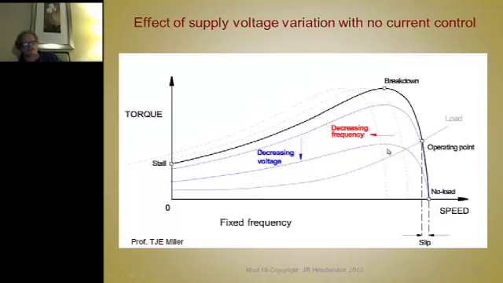Now, if you change the voltage, if you decrease the voltage, then that changes the slope. As you see, these blue curves here show the breakdown torque is reduced if you reduce the voltage, and also the slip changes. So there again, with the same load and the decreased voltage, you'd be operating at these 2 points here.